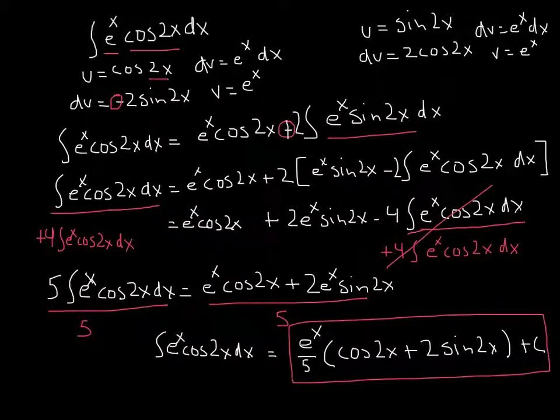The clue for when you're going to need to add an integral to the other side is pretty much all the same. It's when you have an exponential function times either sine or cosine, some sort of trig function like that. All right?